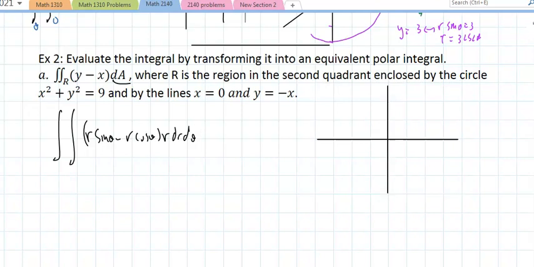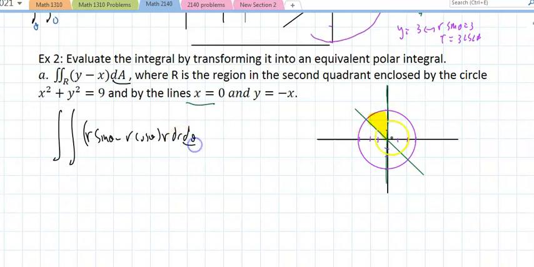R is the region in the second quadrant enclosed by the circle. Let's say this is 3. Enclosed by this circle, the line x equals 0, and y equal negative x. So what are they talking about? They're talking about in the second quadrant. They're talking about this region.